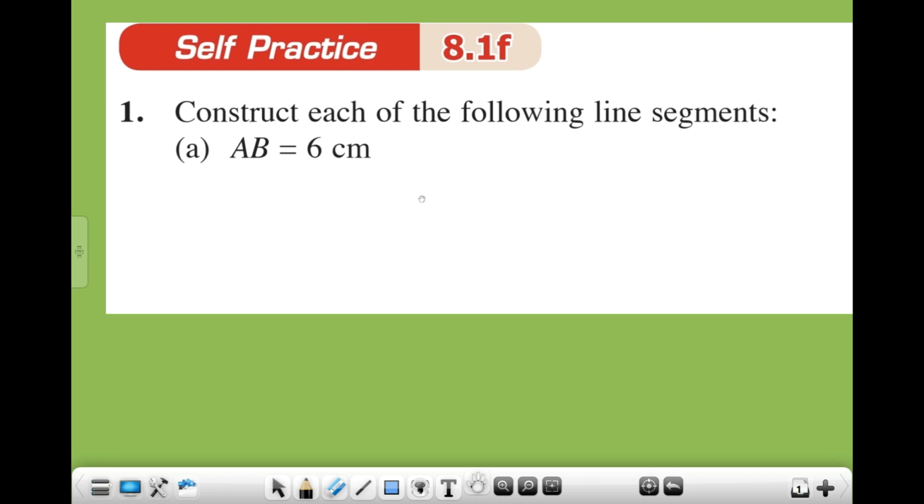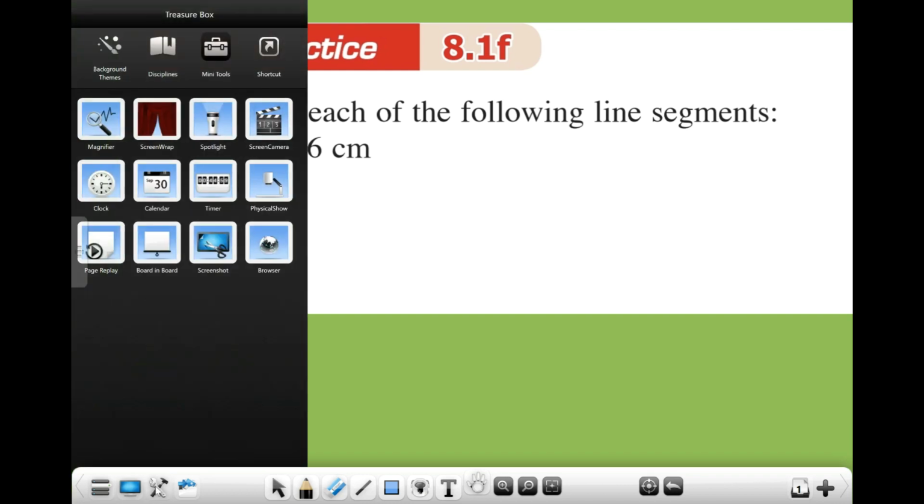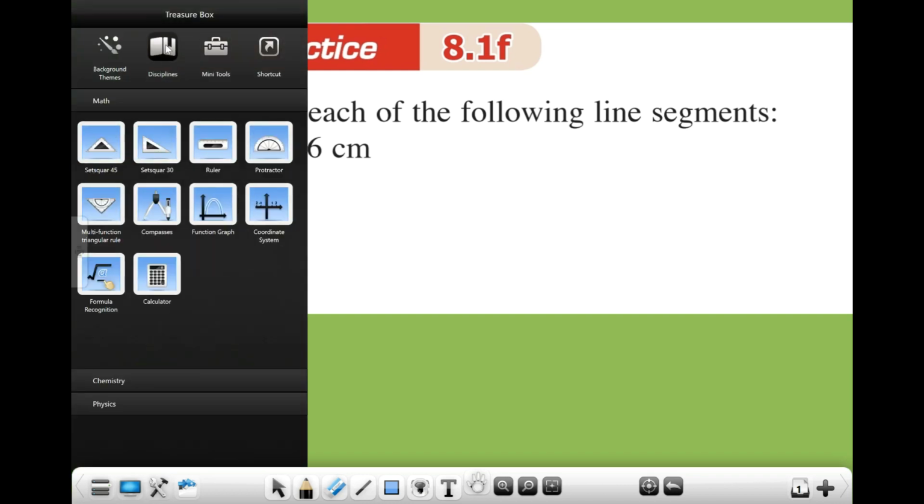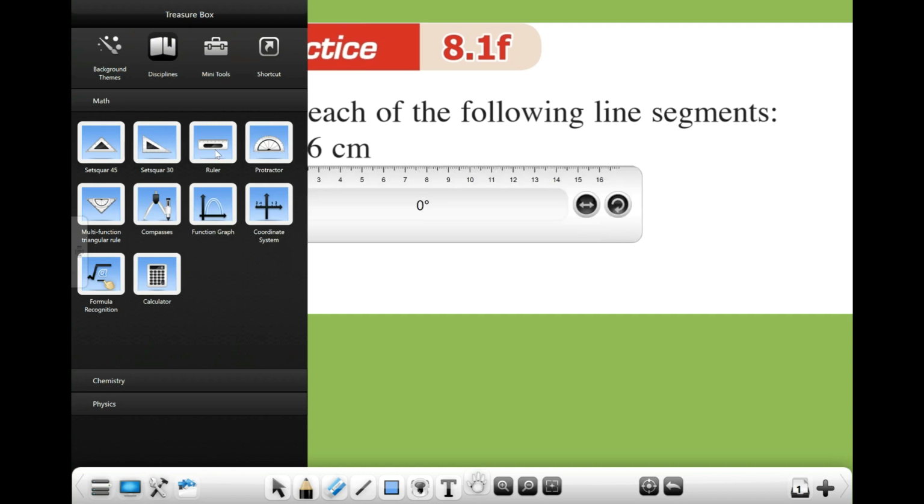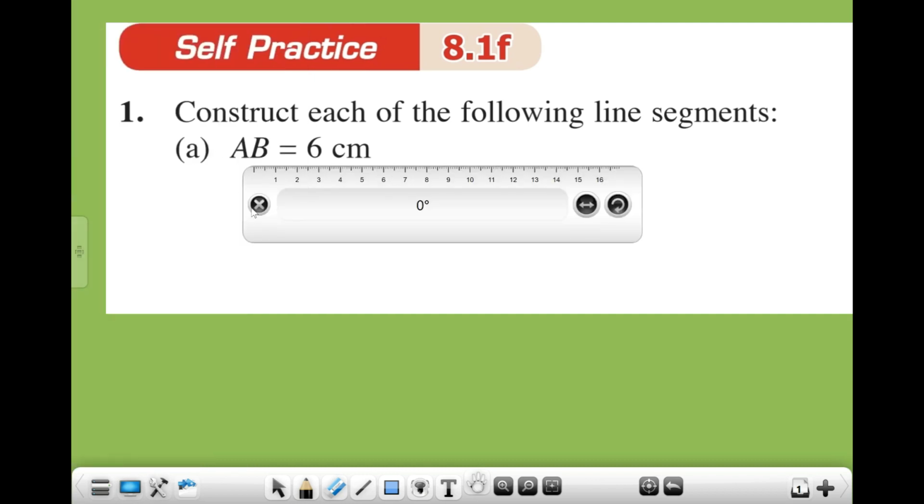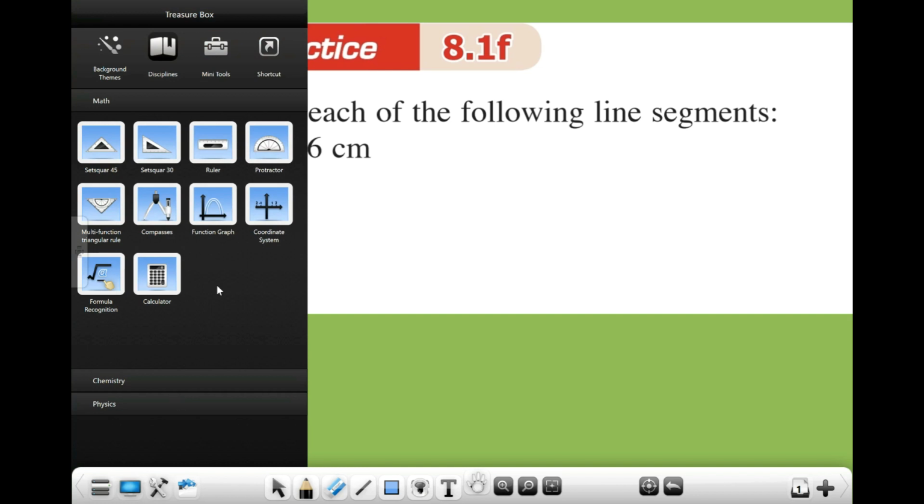So construct each of the following line segments. AB equal to 6. Hopefully you still remember the working just now. So first thing, you need to get ready. Just like I told you, I'm going to let you know what are all the geometrical sets. So ruler, I'm sure you know ruler, right? And then you already know your protractor. Your compasses also, you already know this one. So we call this set square.